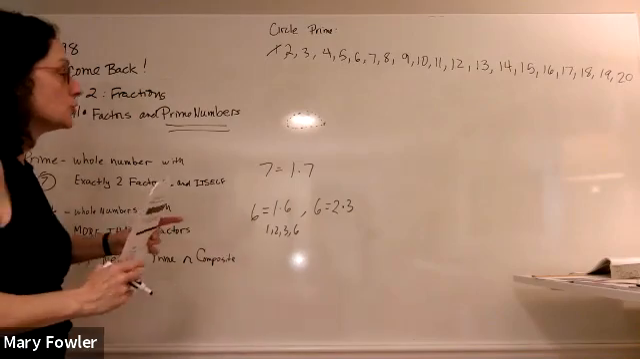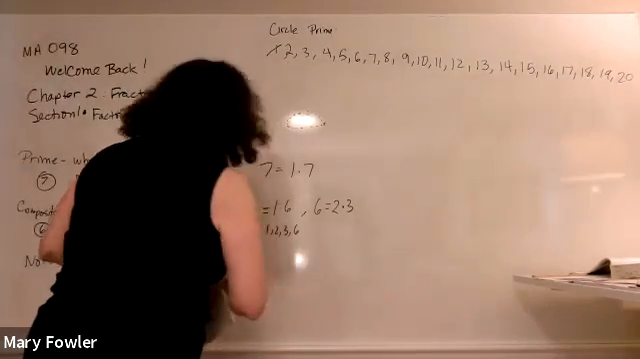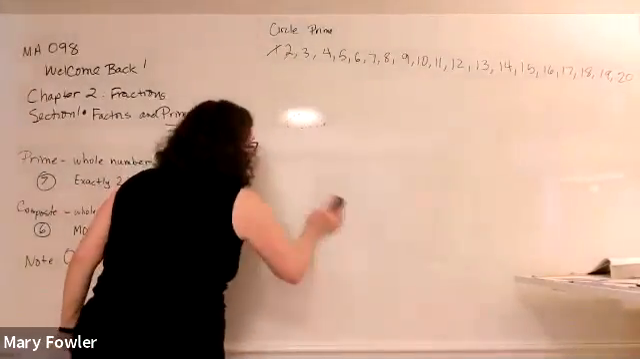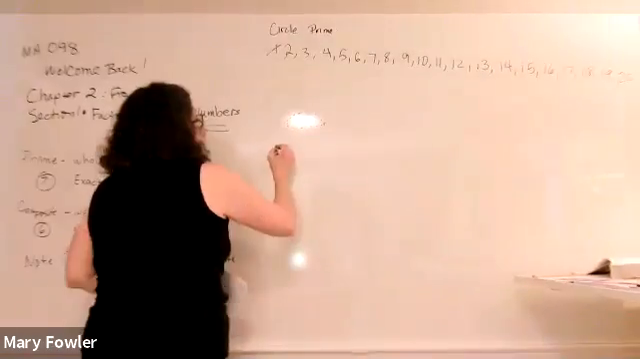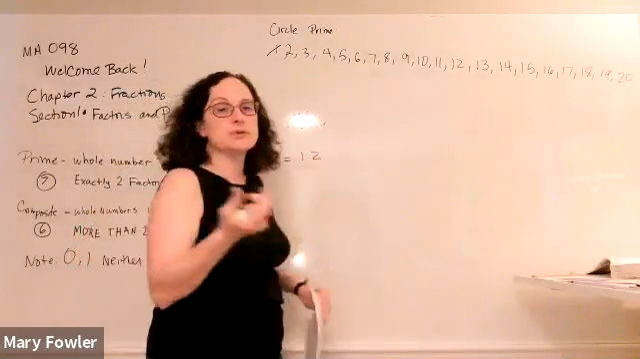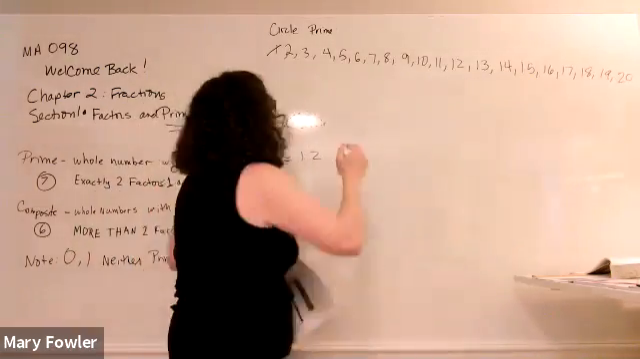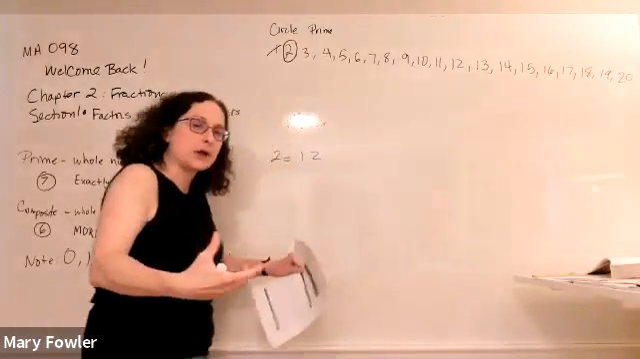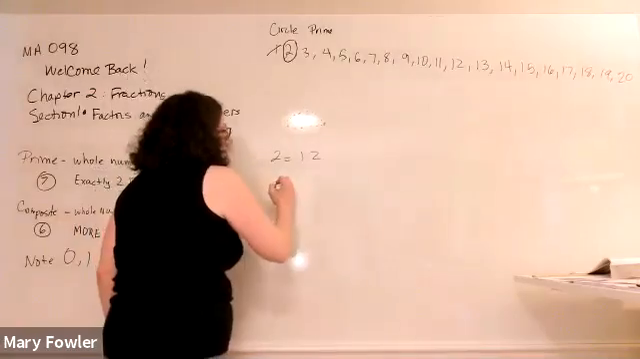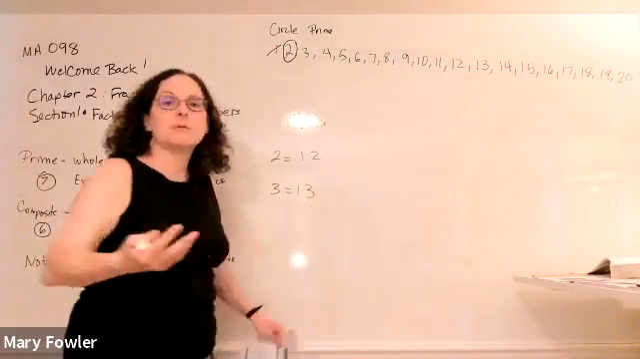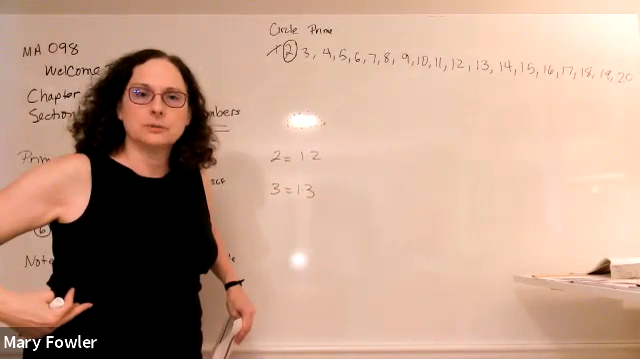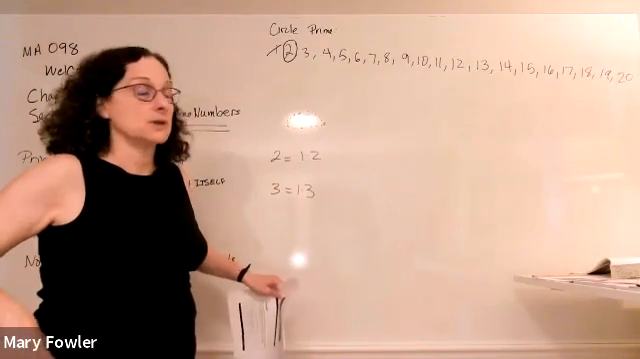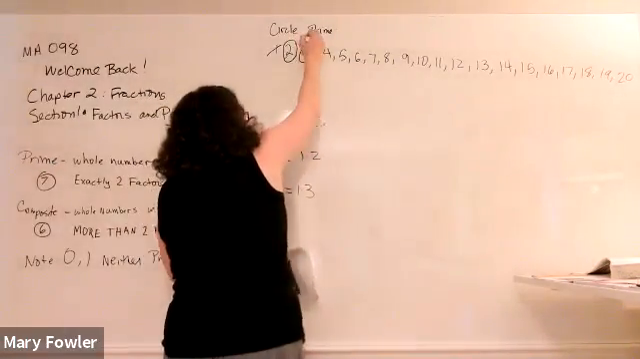If I think about 2, and all the ways that you can write 2 as a product of whole numbers, 2 is 1 times 2, and there's no other way to write 2. So 2 is in fact prime. I'm going to circle the primes and cross out the composites, accumulating primes as we go. When I look at 3, 3 is 1 times 3, and no other whole numbers go into it. 2 does not divide evenly into 3. So 3 is also a prime number.